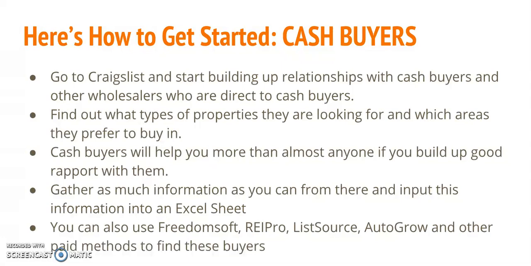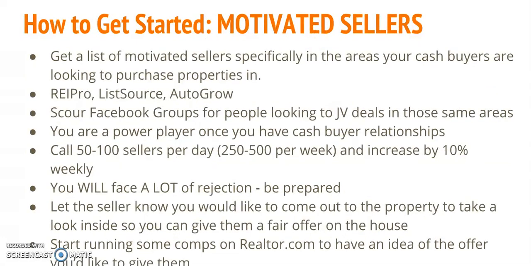After you build up those relationships with your cash buyers, the next thing you want to be doing is reaching out to some motivated sellers. You want to get a list of motivated sellers specifically in the areas that your cash buyers told you they're looking to purchase properties in. So you're not guessing, you're not hoping, you're not wishing that someone is going to want to buy this property. You've literally talked to someone who's told you, hey, I'm looking for single families out in Chicago or wherever it may be. So get a list of motivated sellers specifically in those areas.